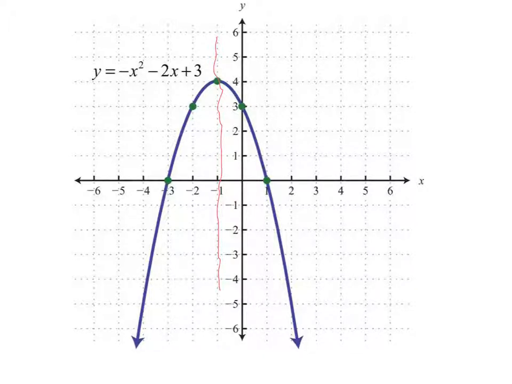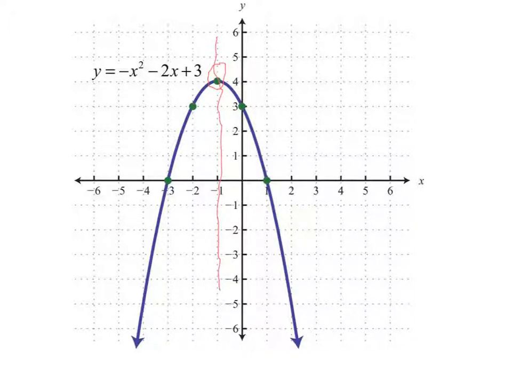It's also the x-coordinate of the vertex, which is up here. If we plug minus 1 in for x, we'll come out with y equals 4, which is the y-coordinate of the vertex. So the vertex is at minus 1, positive 4, opens down, and we end up with this graph here. Now, there's a couple other things we need to notice here.